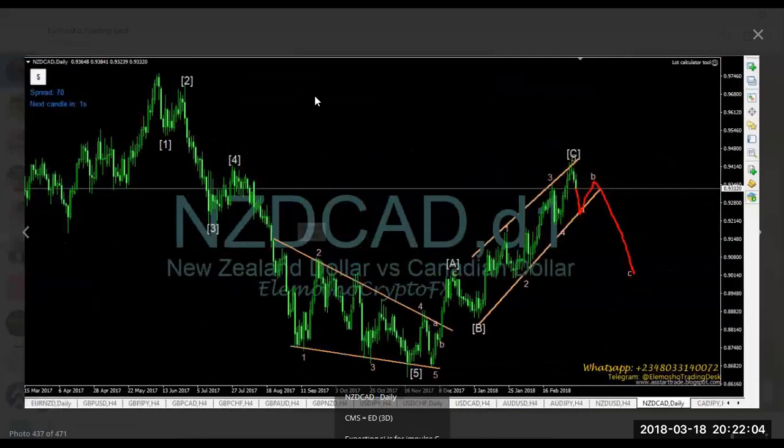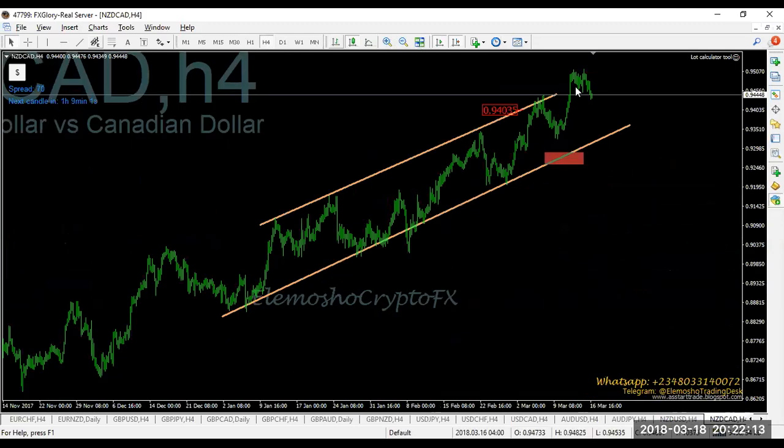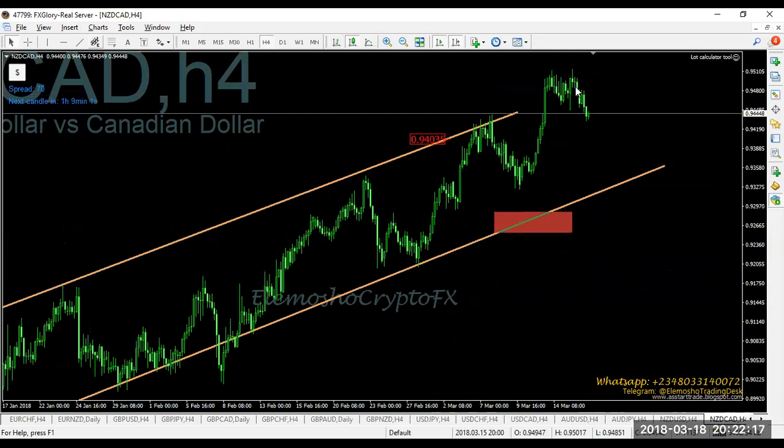So for the New Zealand card also, it's the same setup I'm expecting. And even though price has not exactly done what it's supposed to do, based on the fact that card is yet to be strong, we are expecting that that is what we are going to have right now. Over the course of the period, price has only moved this small amount of pips.